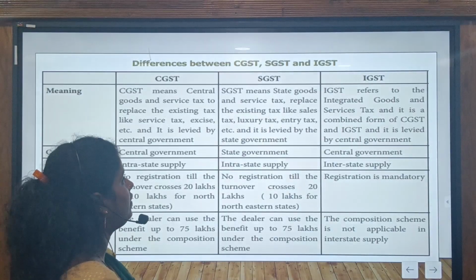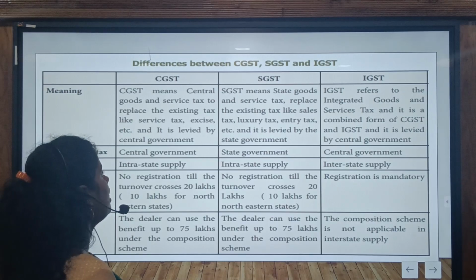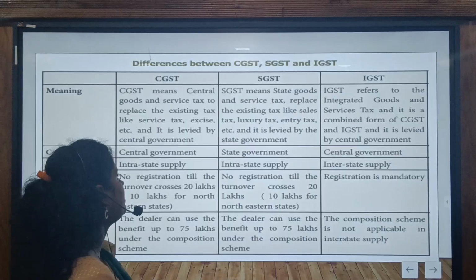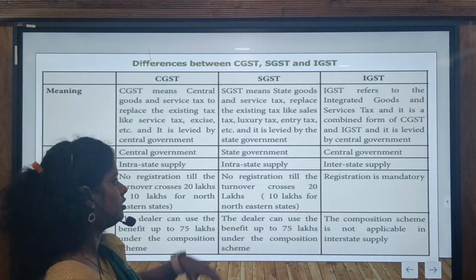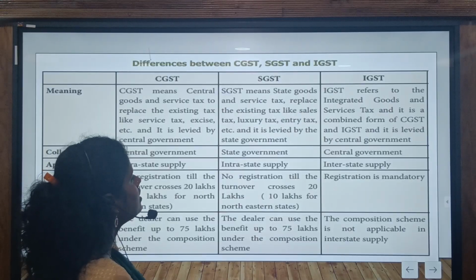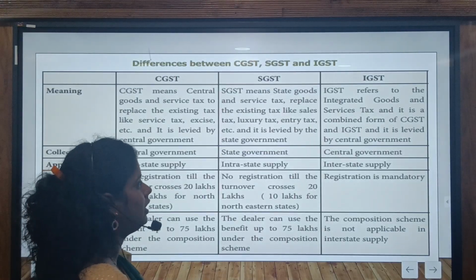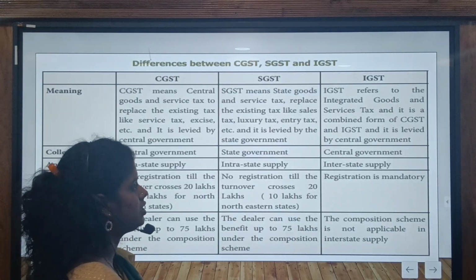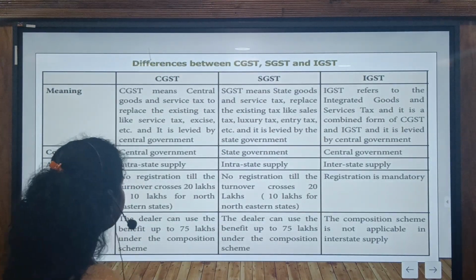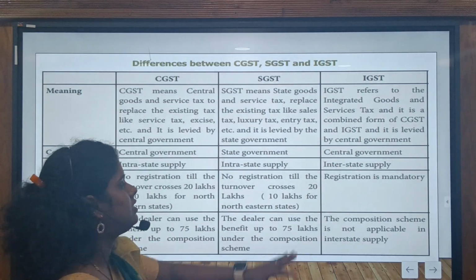Here we can see the difference between the CGST, SGST and IGST. CGST means the central goods and service tax, which replaces existing taxes like service tax, excise duties, etc. It is levied by the central government. SGST means the state goods and service tax, which replaces existing taxes like sales tax, luxury tax, entry tax, etc. It is levied by the state government. IGST, as we all know, is the integrated goods and service tax, combined with the CGST and SGST, and it is levied by the central government. So collection of tax will be with the central government, the state government and the central government.